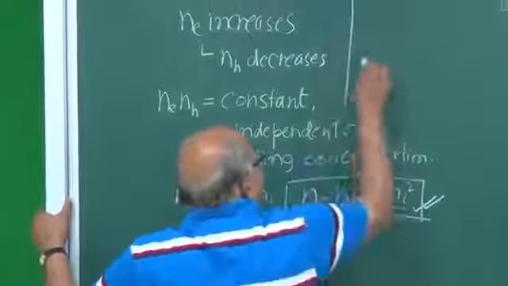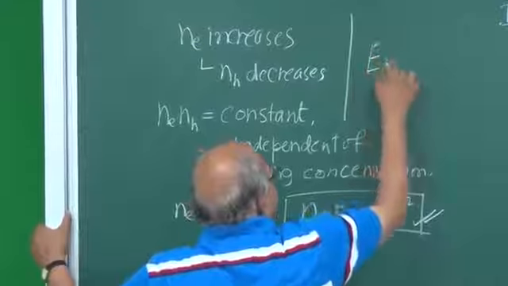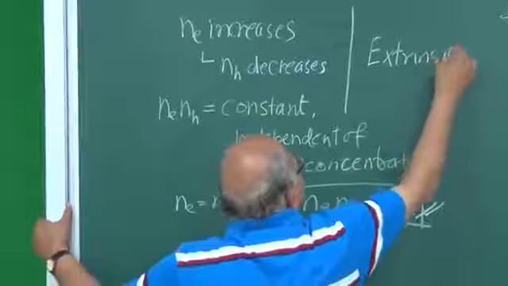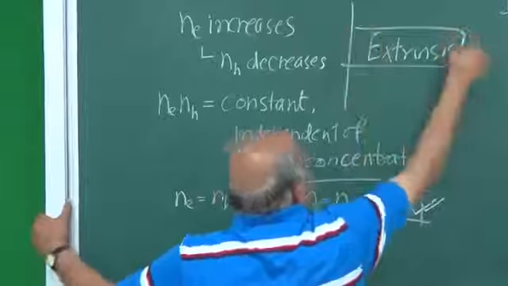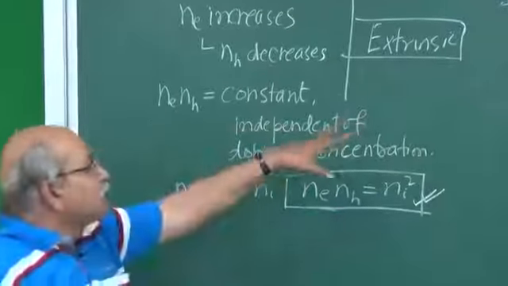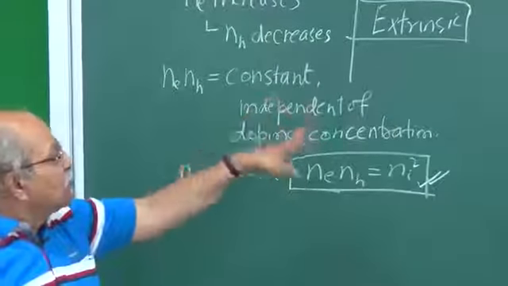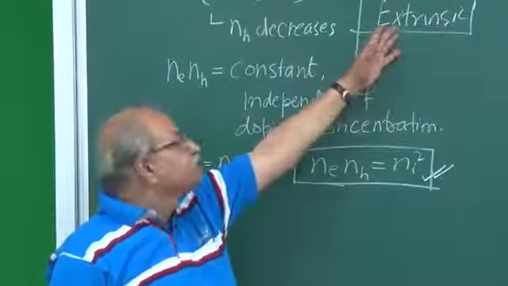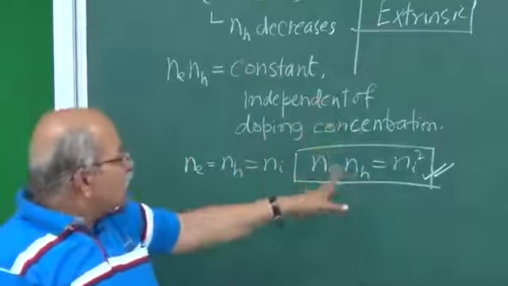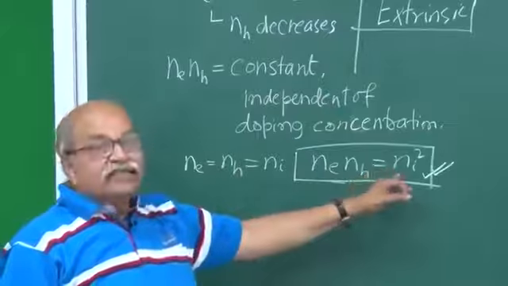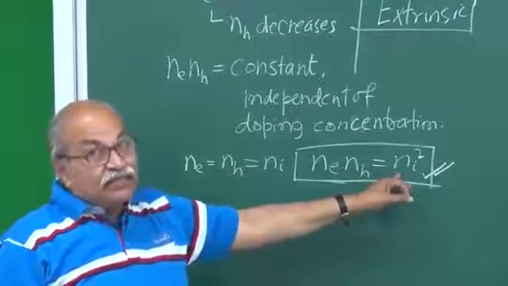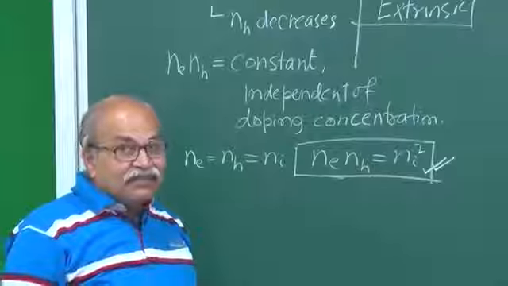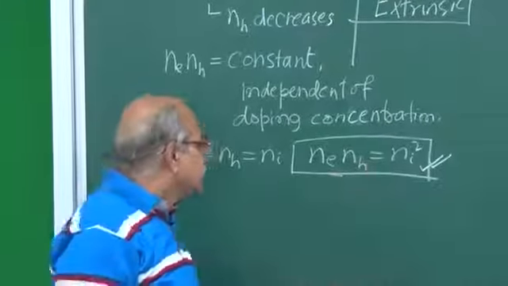Okay, this is another word, extrinsic. You have intrinsic and extrinsic. When you are doping from the external world, you are putting in impurities, that becomes extrinsic. So intrinsic or extrinsic, this relation remains the same. Only the temperature can change this Ni. Doping level does not change this.